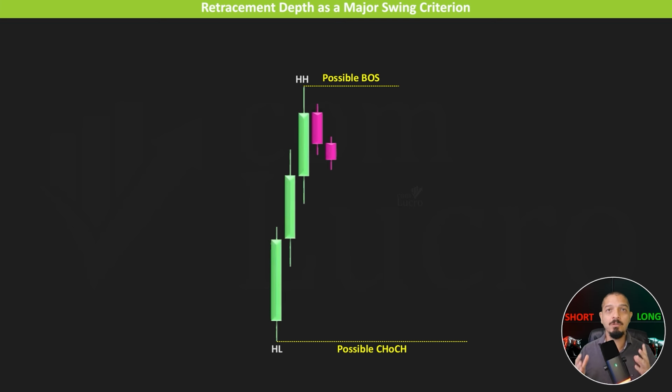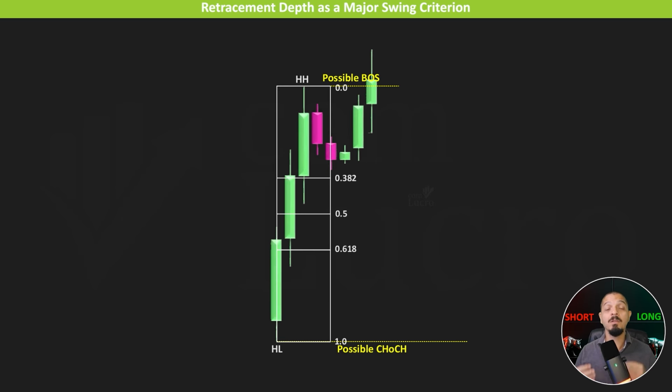Now let us move to the third and final criterion that helps us define a major swing, the depth of the retracement. Consider this example of an upward impulsive leg. After the impulse, price forms two retracement candles, but this pullback does not reach the 38.2% Fibonacci retracement level.